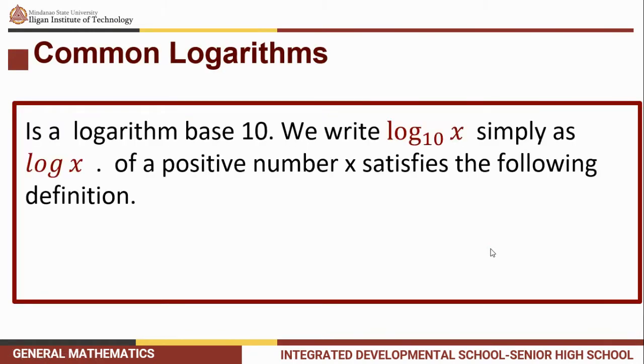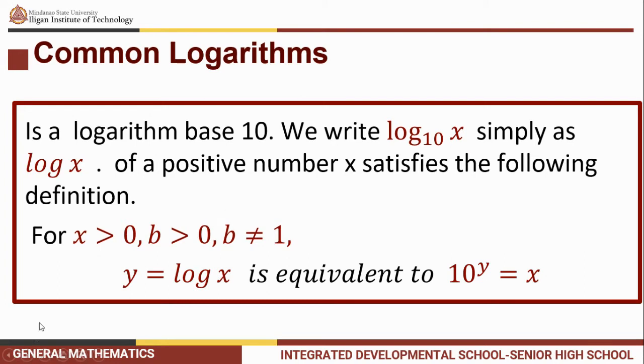Now let's talk about common logarithms. Common logarithm is a logarithm base 10. We write log with base 10 of x simply as log of x. For x greater than 0, b greater than 0, b must not be equal to 1. So we have here y equals log of x, which is equivalent to 10 to the power of y equals x.